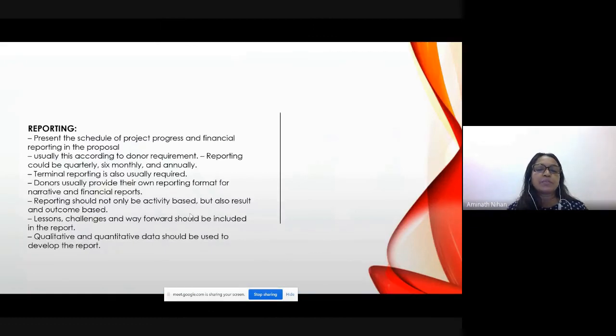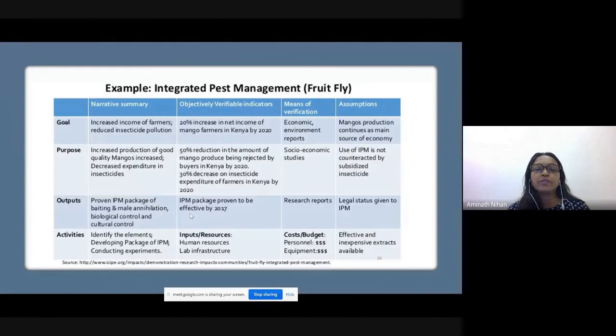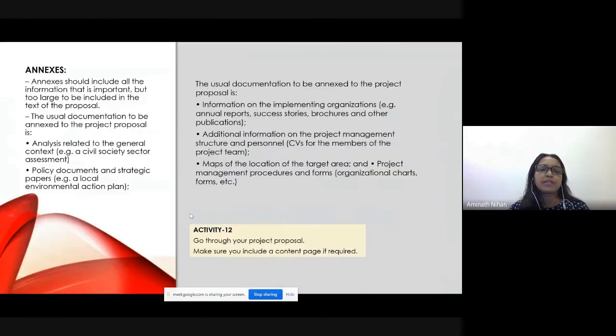quarterly or six-monthly, in what format you are going to report it, like submit it as a narrative or a financial report, right? You can indicate what kind of data you will be using. So you don't have to map it out like this, but you can just write those basic things.